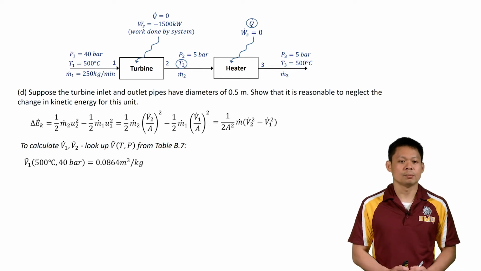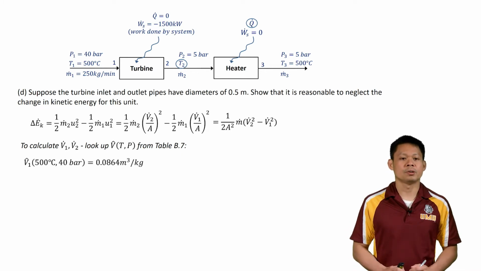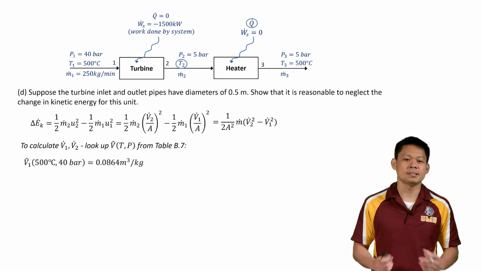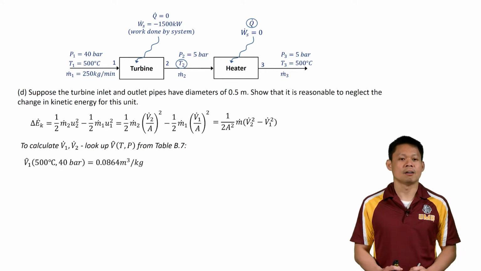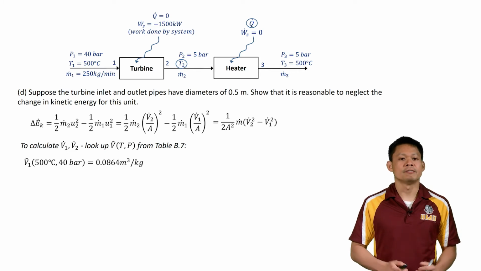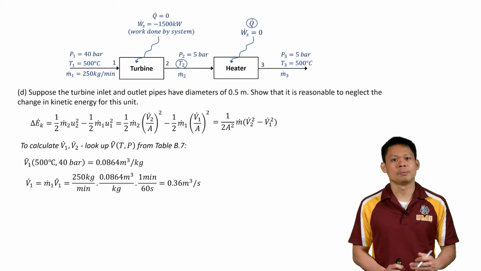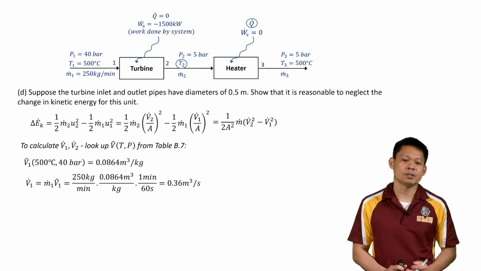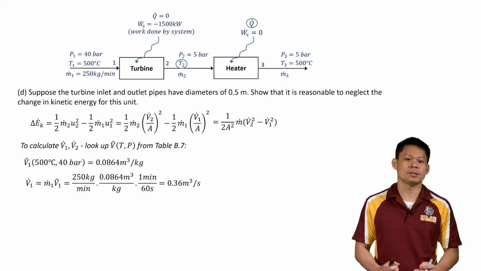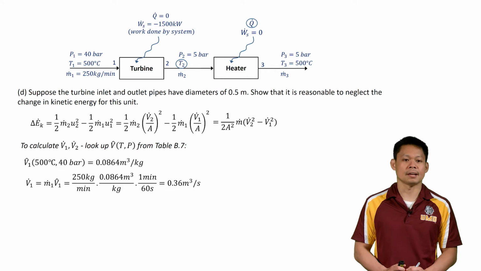In terms of V1, we have at 500 degrees C and 40 bar, go back to table B7, look up the V hat value, and you have 0.0864 meters cubed per kilogram. This is essentially 1 over the density of this steam at this temperature and pressure. We can convert from our m1 to our V1 by just multiplying our m1 with our V hat 1. You can verify that equation is true by using the units. I'm going to convert everything to SI units. So now I have meters cubed per second. We see that the volumetric flow rate going into the turbine is 0.36 meters cubed per second.